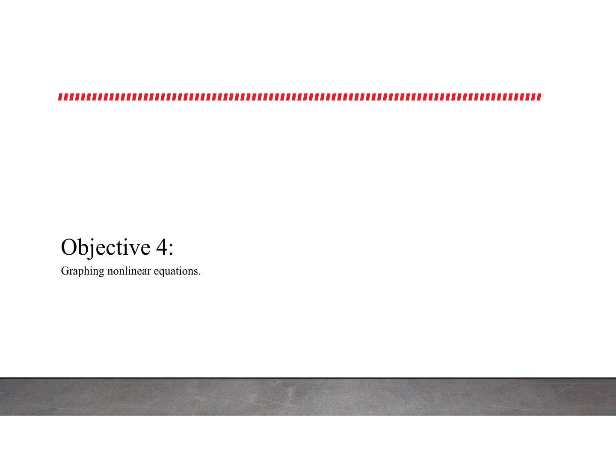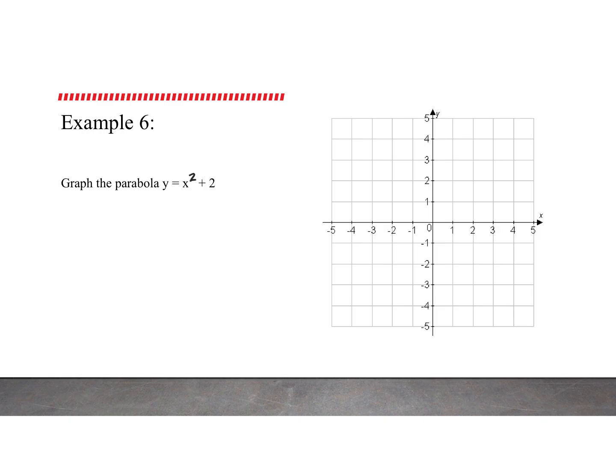All right, objective 4, graphing nonlinear equations. So mixed into this section, you're going to have things that are straight lines and things that are not. Example 6, graph the parabola y equals x squared plus 2. So this problem gave you a little bit of hint in the title of the directions there, graph the parabola. If you remember the term parabola, that means it's that U shape. It's either facing up or that U shape facing down.